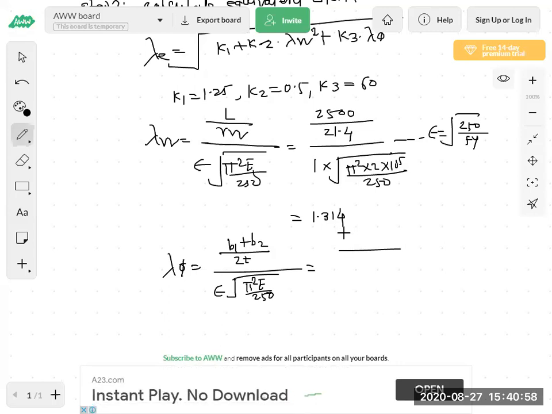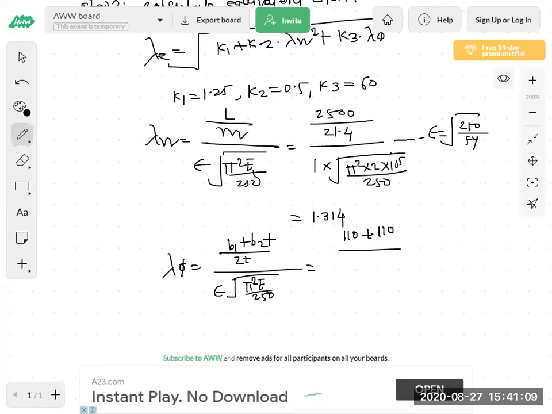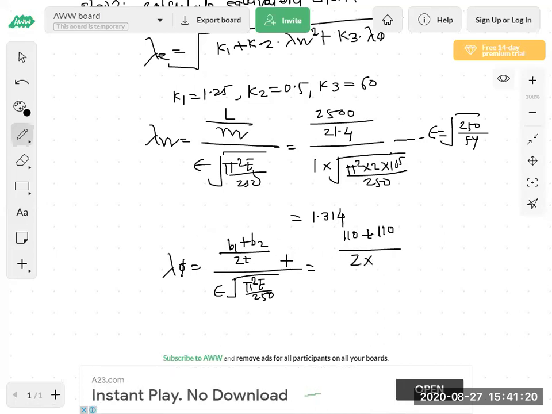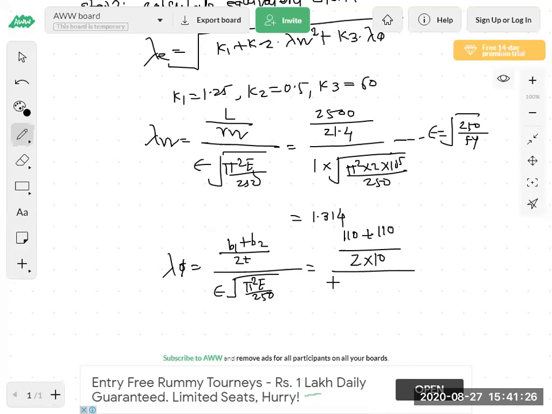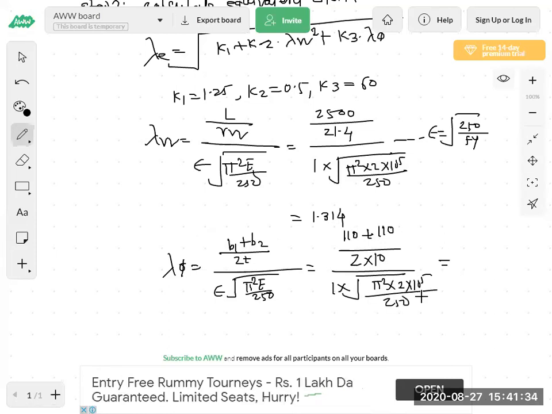110 and 110 means these are the two legs of the angle. So b1 is one leg and b2 is the other leg. So here 110 by 110 is the angle size. Divided by 2 into t, where t is the thickness. Thickness of the angle is 10, divided by epsilon which is 1, into pi square into 2 into 10 raised to 5 divided by 250. So how much is lambda phi?